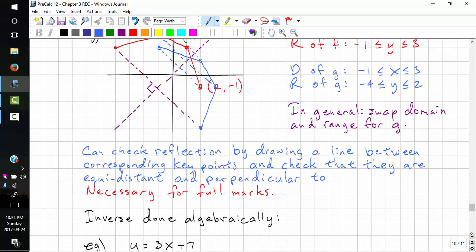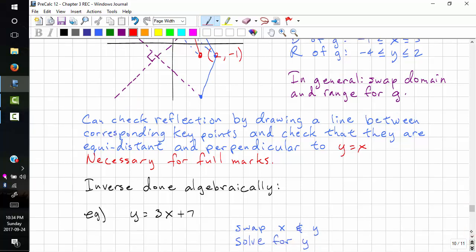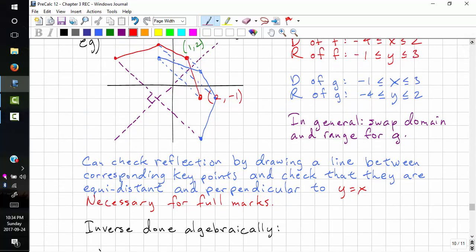And as I mentioned, we can check the reflection by drawing a line between the corresponding key points and check that they are equidistant and perpendicular to y equals x. And if you want full marks, you're going to draw these corresponding lines. You don't have to draw all of them, but you should draw at least a couple.